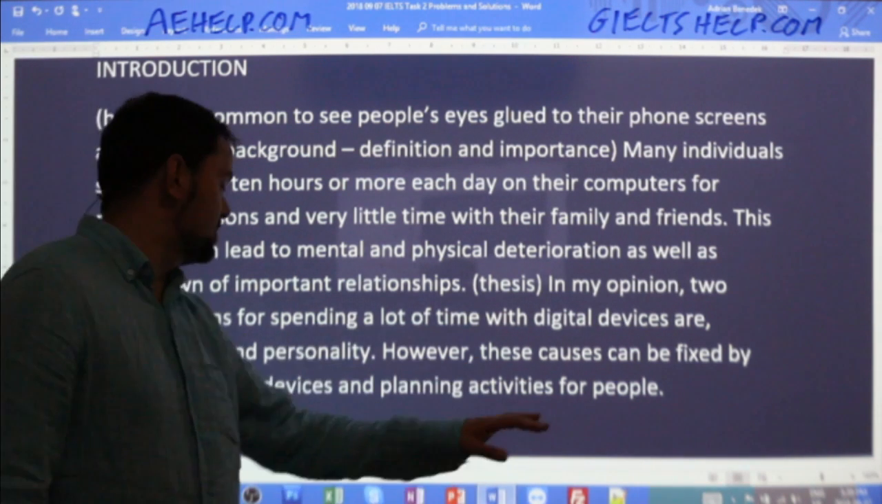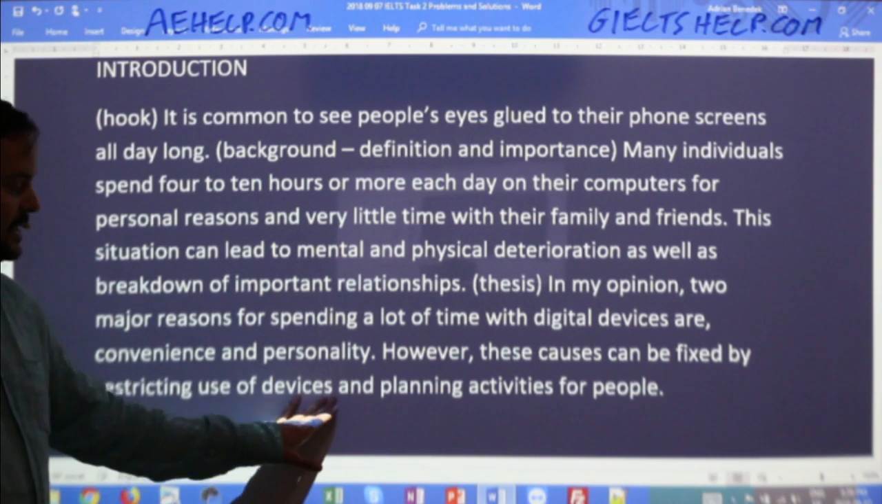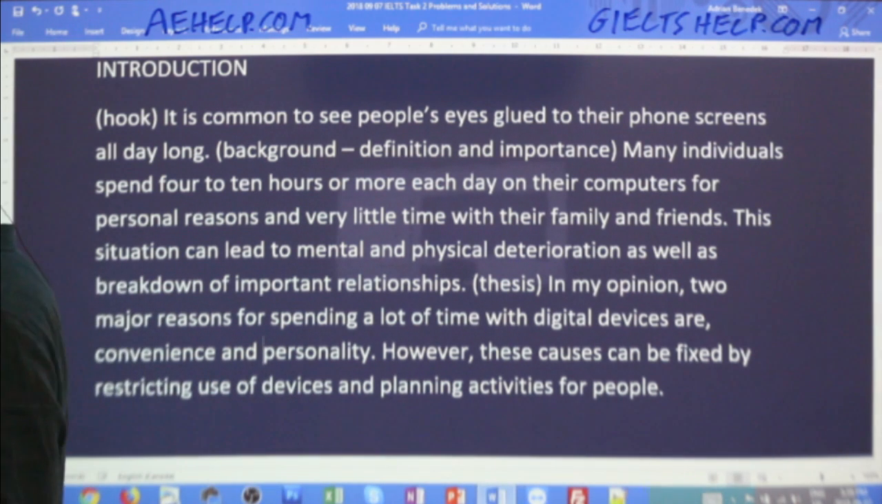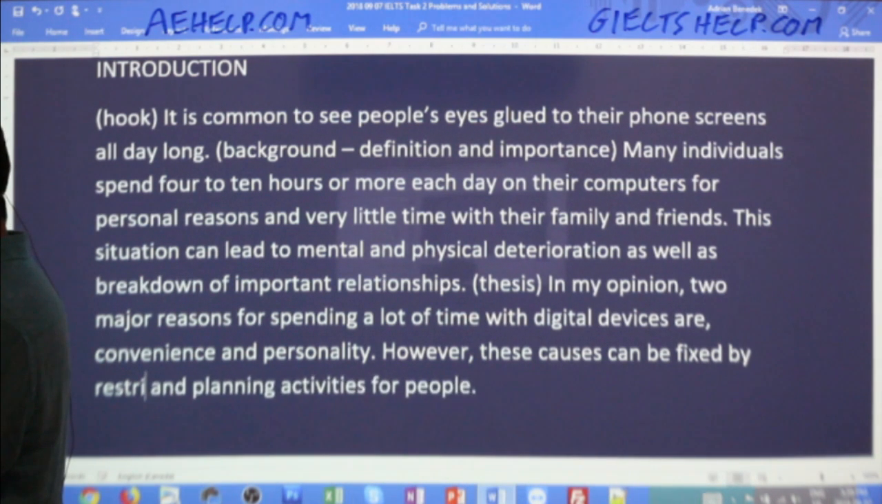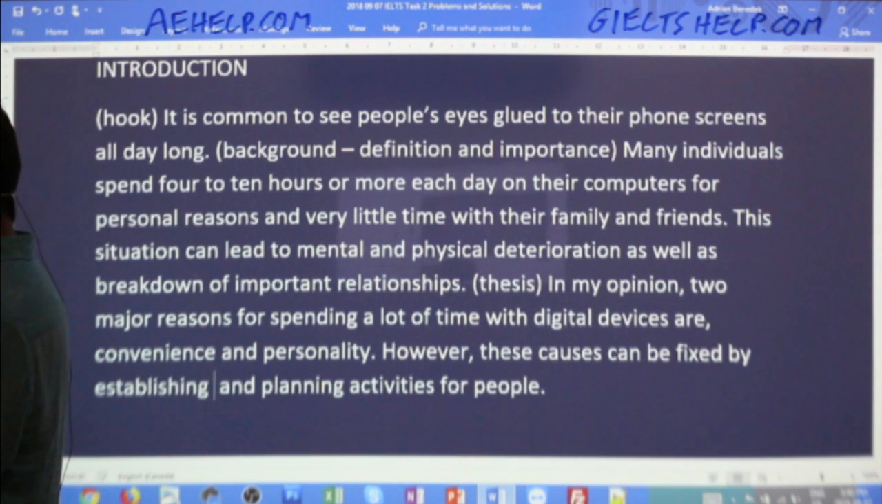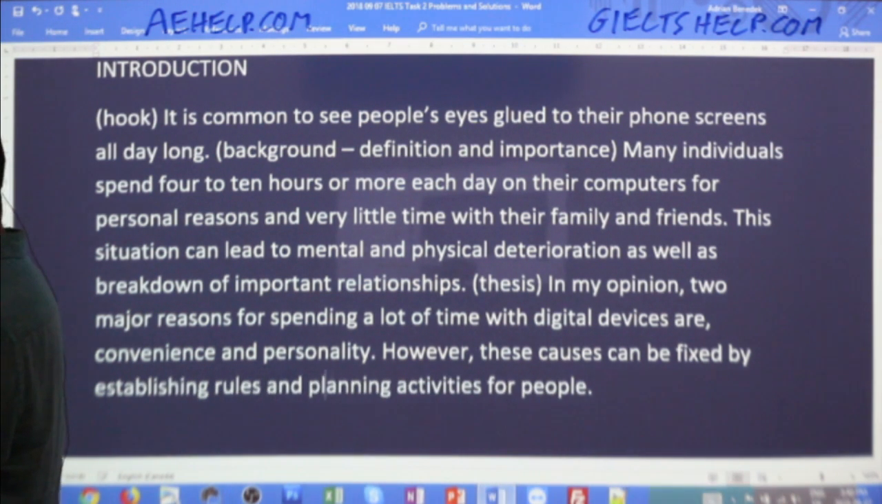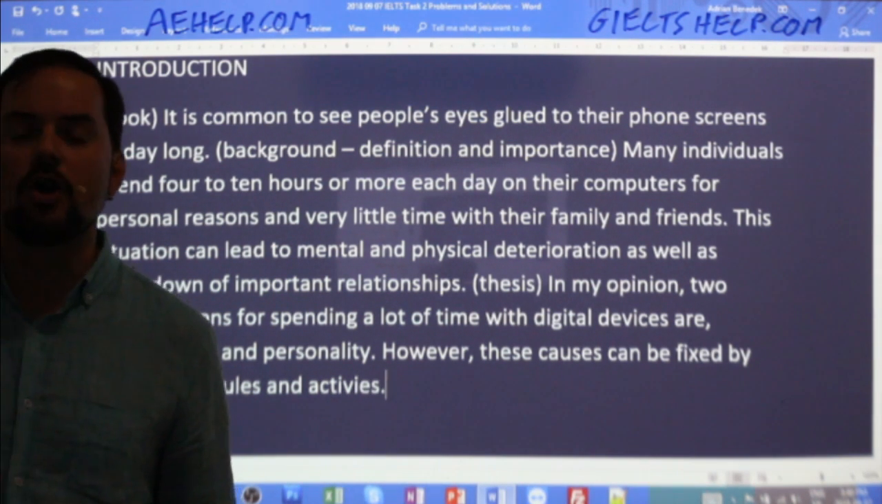However, these causes can be fixed by restricting use of devices. And here I can say by establishing rules and activities. So when you're thinking of creating parallel grammar, it's often a good idea to think more simple than more complex.